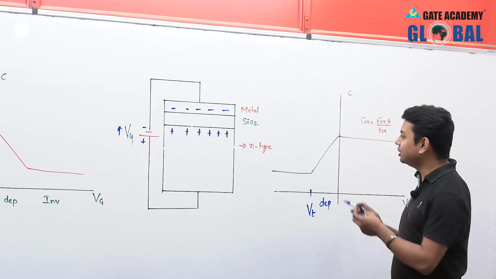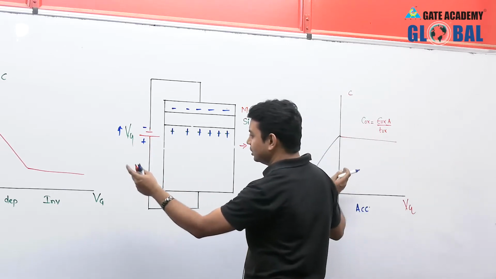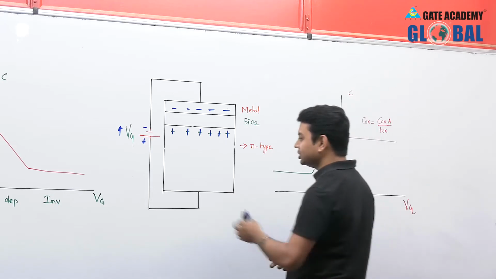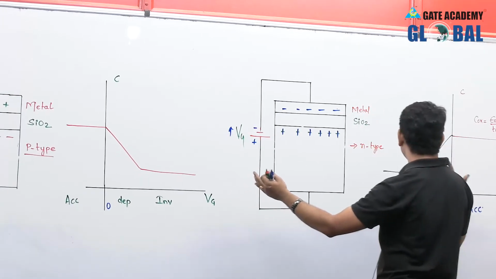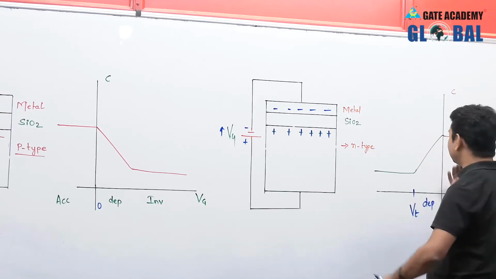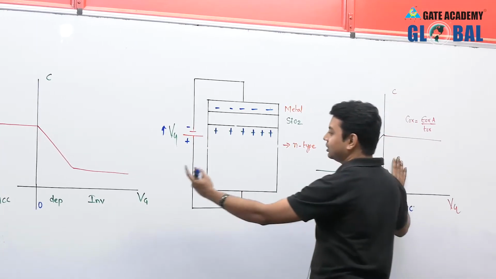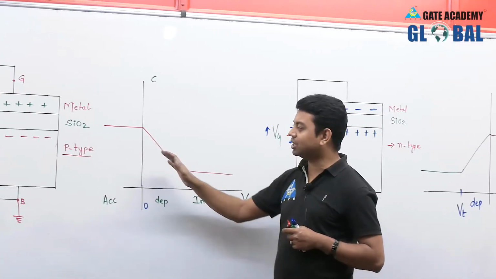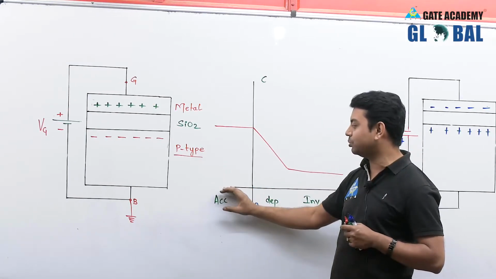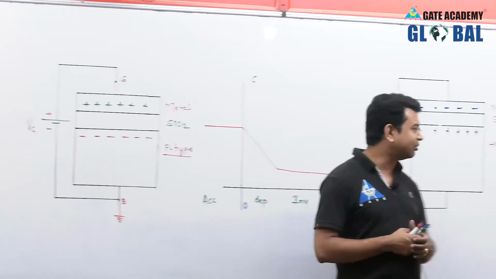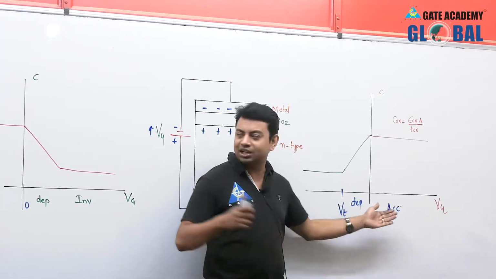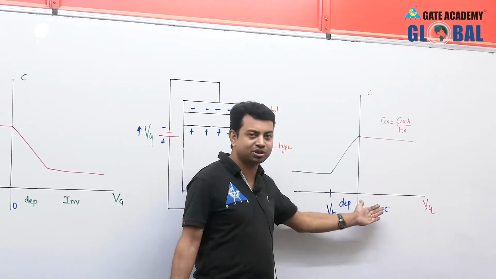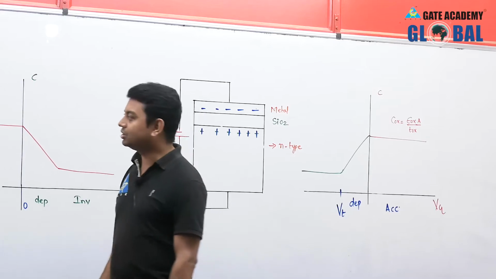So what is the difference between these two characteristics? The difference is that this characteristic is the inverted form of the other characteristic. Whatever happens in this characteristic when we have taken P-type semiconductor in accumulation mode, the inverted form is taken in this. Here the accumulation mode is at negative voltage, here the accumulation mode is at positive voltage. So now study the statement.